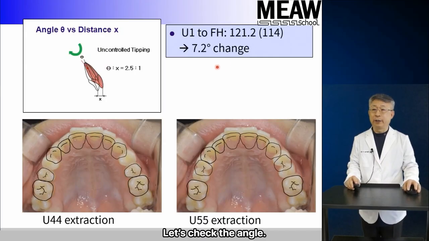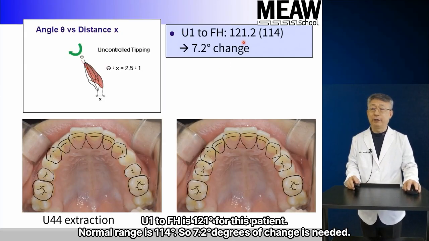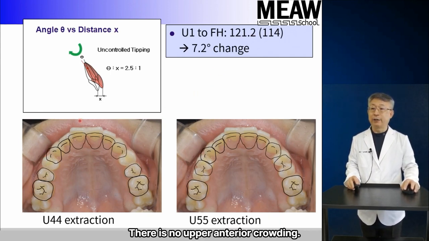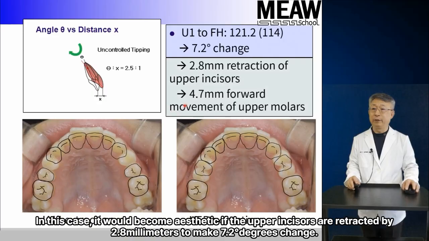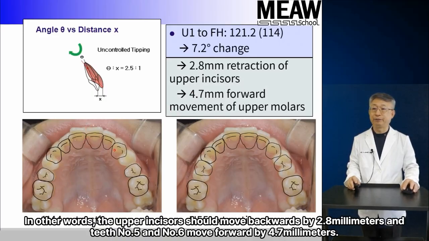Let's check the angle. U1 to FH is 121 for this patient. Normal range is 114, so 7.2 degrees of change is needed. There is no upper anterior crowding. In this case, it would become aesthetic if the upper incisors are retracted by 2.8 millimeters to make 7.2 degrees of change. In other words, the upper incisors should move backwards by 2.8 millimeters, and teeth number 5 and number 6 move forward by 4.7 millimeters.